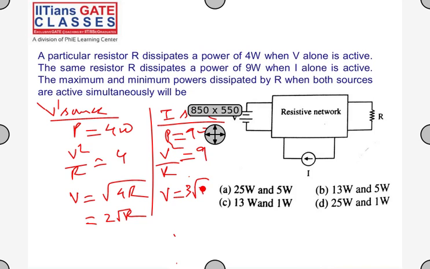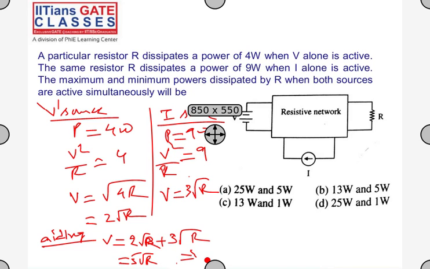When both are acting and aiding, I'll consider aiding in the sense of maximum. What happens? Voltage is equal to 2 root R plus 3 root R, which is 5 root R. So power will be V square by R, which is 5 root R square by R. This is 25 watts.